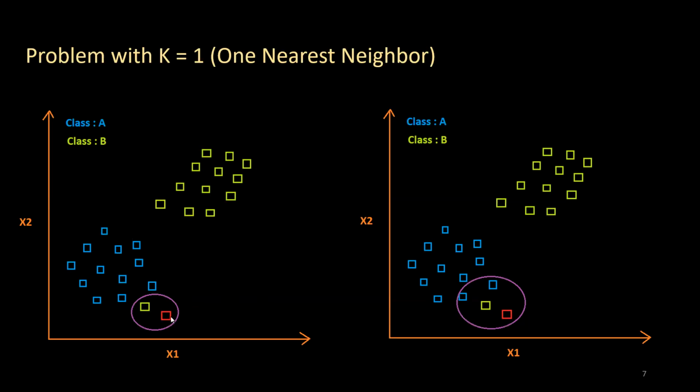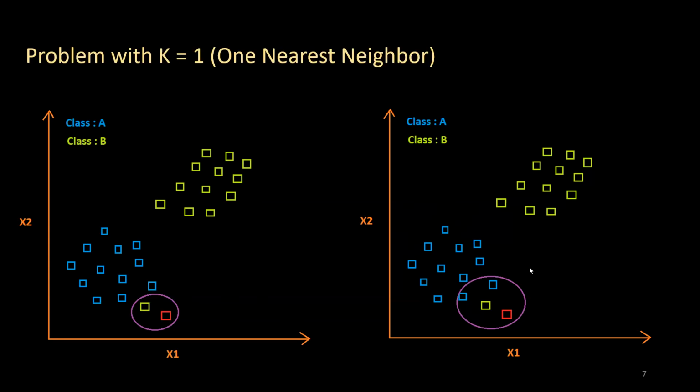Clearly, we can see that this red point is close to the cluster of class A as compared to class B. But since we have selected only one nearest neighbor, according to one nearest neighbor, this test point belongs to class B because its nearest point belongs to class B. So this is again the problem of selecting a very small number of nearest neighbors: your nearest neighbor may be a misclassified point or any noise which is present in the data. This problem is solved by increasing the number of nearest neighbors.